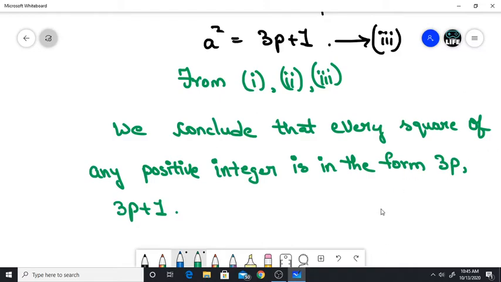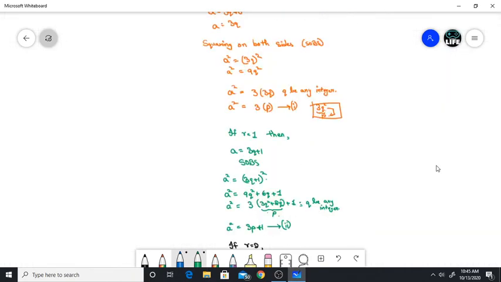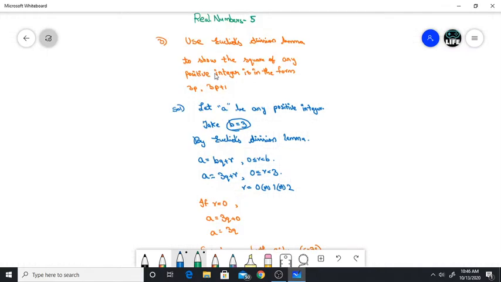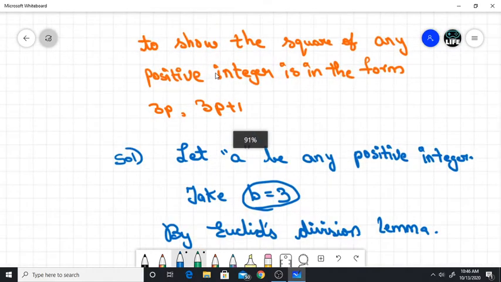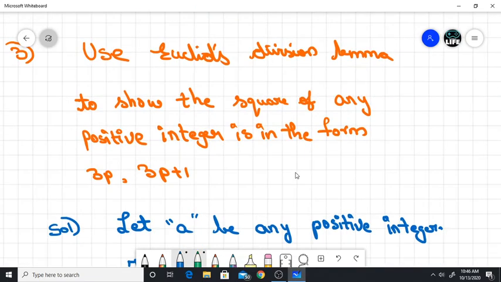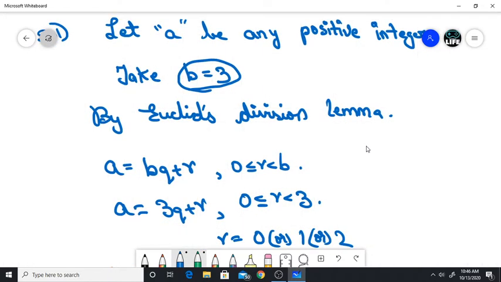I'll explain this again because this is a very difficult sum. Read the question. Use Euclid's division lemma to show that the square of any positive integer is in the form 3p, 3p plus 1. Let a be any positive integer and take b equals 3. By Euclid's division lemma, a equals bq plus r.